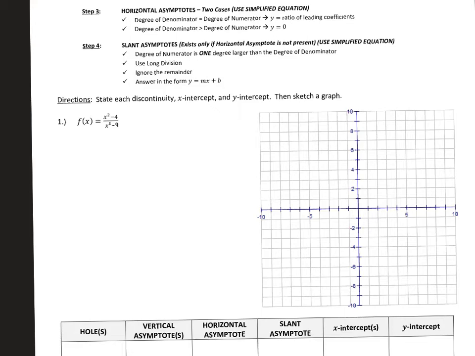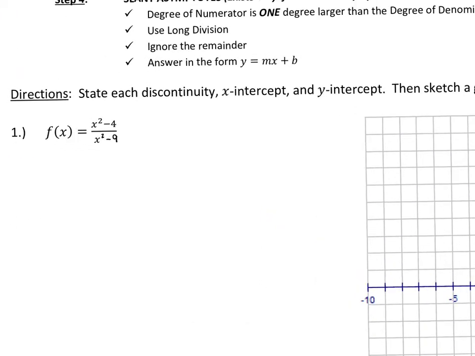Okay, first thing we're going to look for is the domain. Somebody remind me, please, how do we find the domain of a rational function? Set the denominator not equal to 0. Very good. So I'm going to say x squared minus 9 cannot be 0.